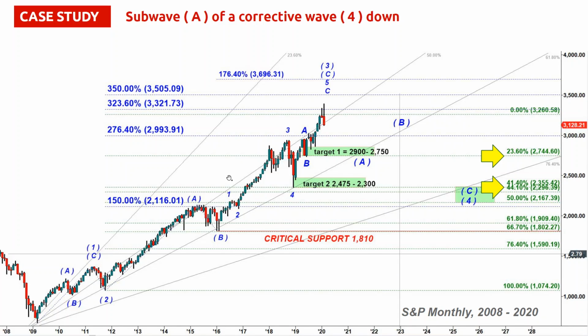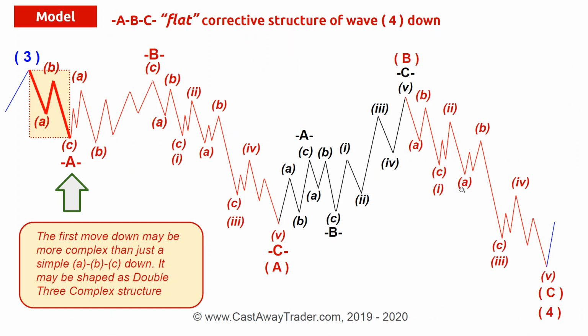Just to give you an idea where it all started: at the top of wave 3, which is labeled as parenthesis 3, that wave started in 2011 and lasted for 8.5 years, and of that top we expected a major ABC move down, a corrective wave down.